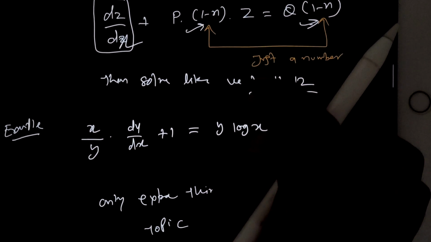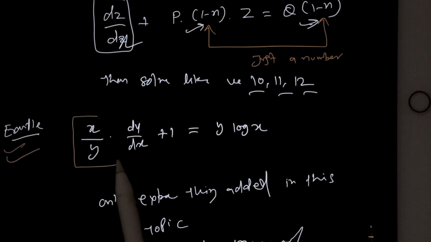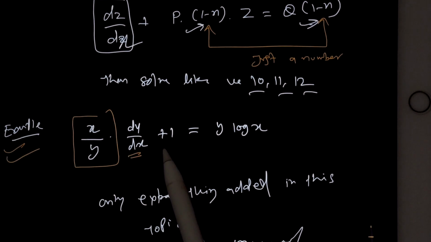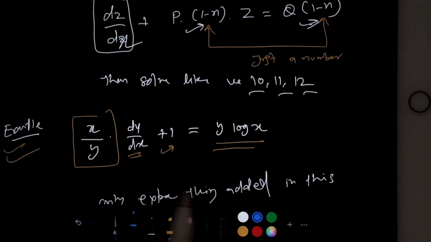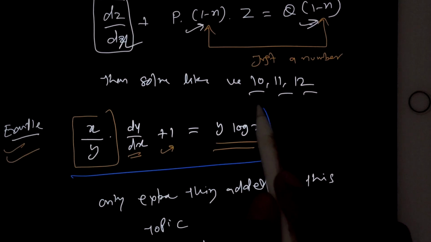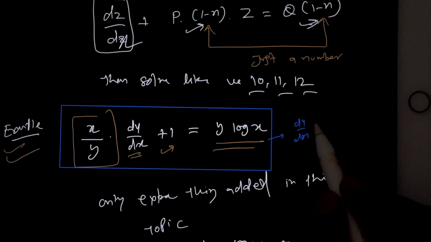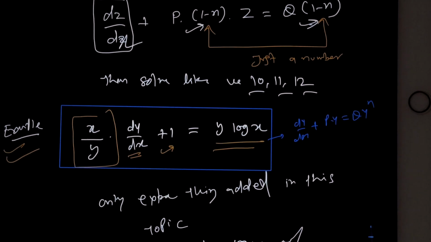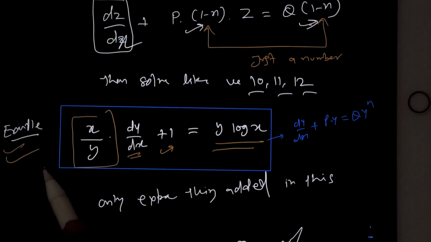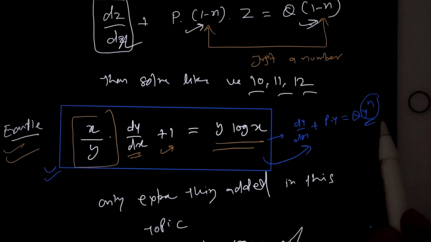So done. Now I am taking one example. In this example, x by y is the coefficient of dy by dx, plus 1 and y log x. Now you think, in this current example, in the first attempt it is not at all visible like dy by dx plus py is equal to qy power n. It is not at all visible, correct? So you have to make some alterations, some changes in the equation, so that it becomes visible in this form. Then only you can do operations like dividing by y power n.